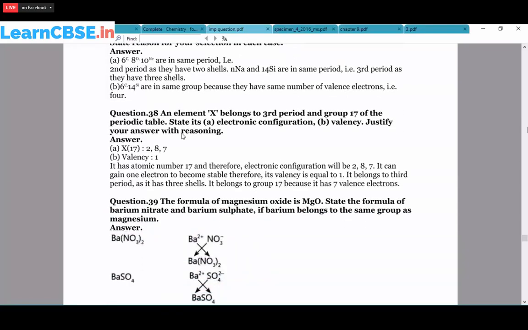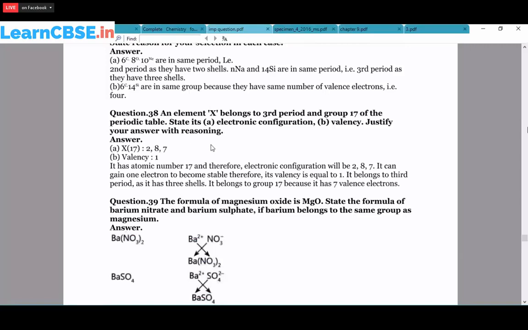Okay, element X belongs to the third period and group 17 of the periodic table. Third period means it has three shells. Group 17 means the valence electrons are 7, so it needs one electron to complete the shell. So it has a valency of 1. State its electronic configuration and valency. It is group 17, so 2, 8, 7. Valency is 1.